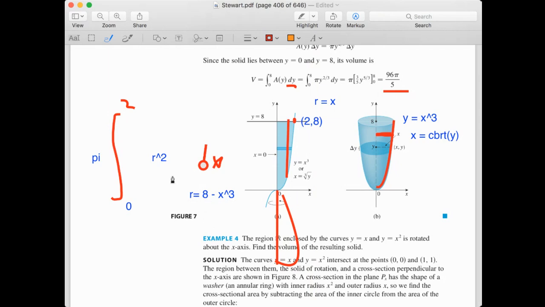Let's put this r in. This r is a minus x cubed. Then we square, then we anti-differentiate. Any questions?